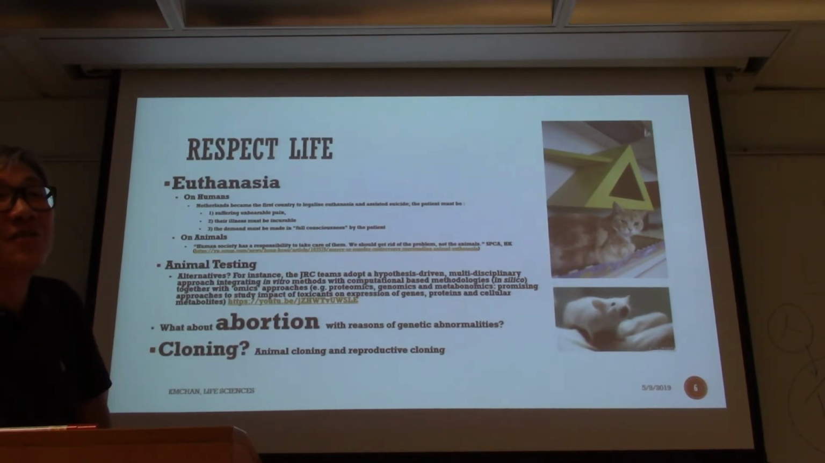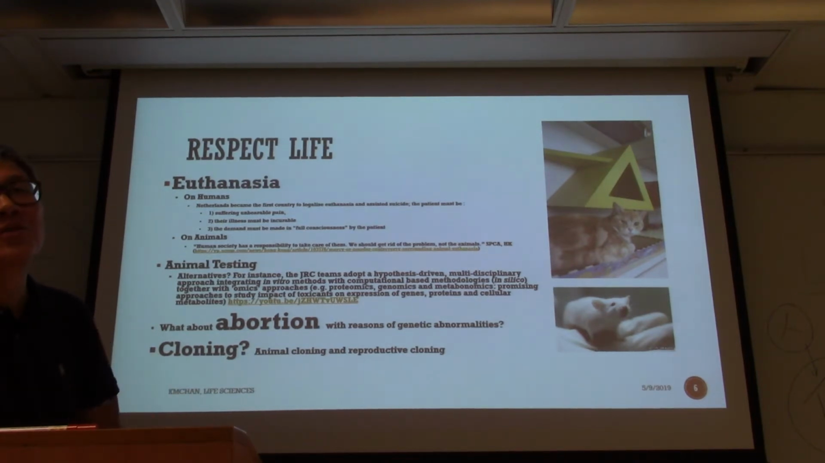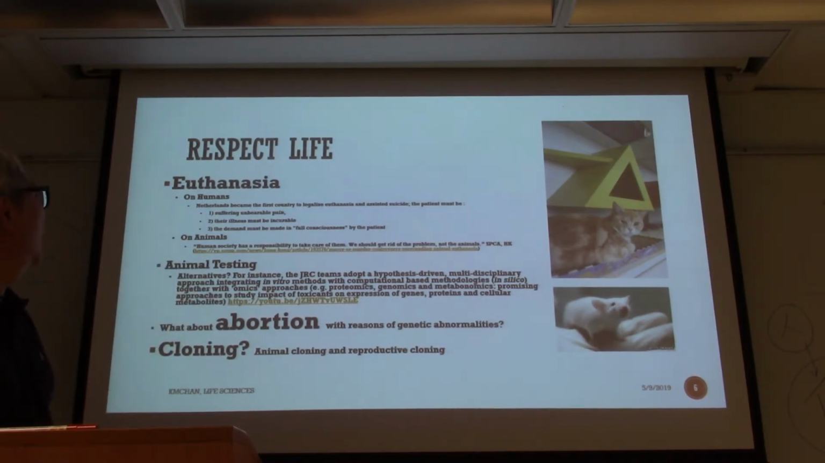Because their existence on earth would bring not just you to suffer, but that particular animal also suffers, right? So why don't you finish his or her life, right? So first, on humans, the first country is actually Holland or the Netherlands. They legalized this euthanasia, and actually they are more specific. They call it assisted suicide.